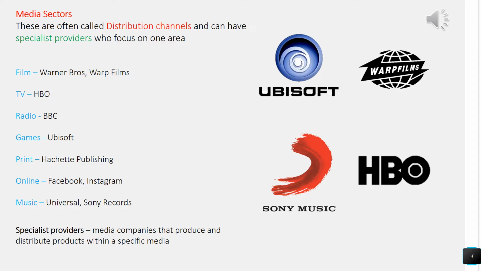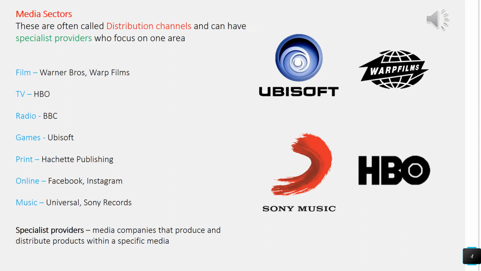What you need to think about is basically there are different types of media company where they will specialize in a certain thing. Even if they're part of a conglomerate, they can still have subsidiary companies that specialize in a certain area. So for example, with films, Warner Brothers are somebody that might specialize in making movies. Warp Films is another one, which is an independent company. For TV, someone like HBO specialize in just TV programs. Radio, you've got the BBC. Games, an independent company called Ubisoft. You've got print, there's a company called Hachette Publishing. Online, you've got Facebook and Instagram, that's all they specialise in, is social media. Music, you've got Universal and Sony Records.